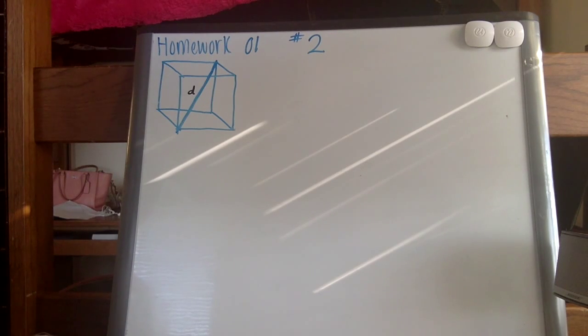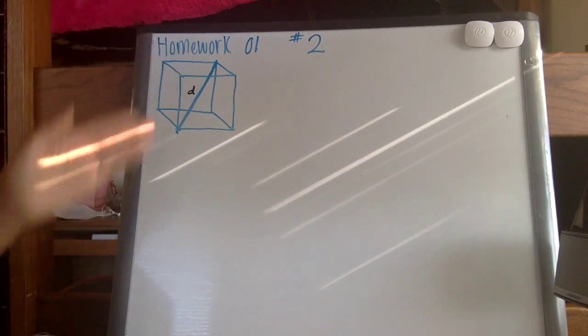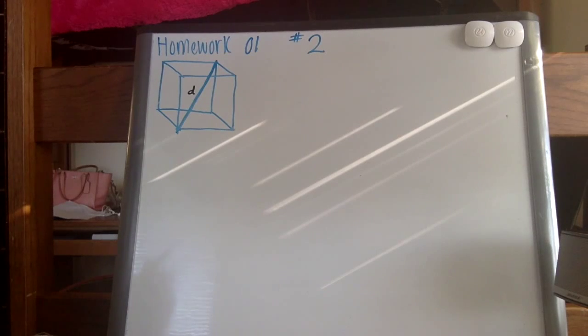So the first problem is from homework 1, number 2, and it's a 3-part question. The first part is asking us to find a function for the edge length of a cube. We're using the variable d, and d represents the diagonal of a cube. Here you can see I already drew out my cube, and the diagonal cutting through the cube is d. But for the first part, we're finding the edge length of a cube.